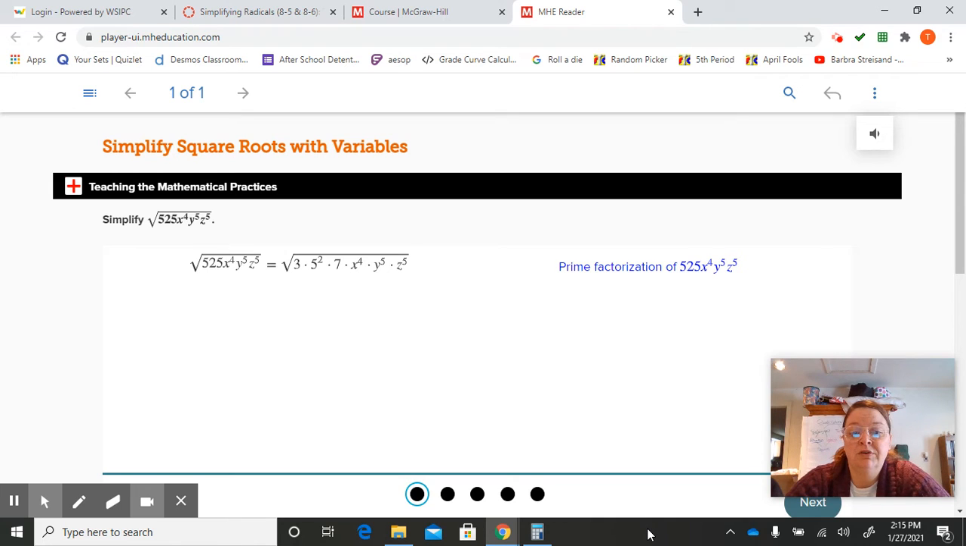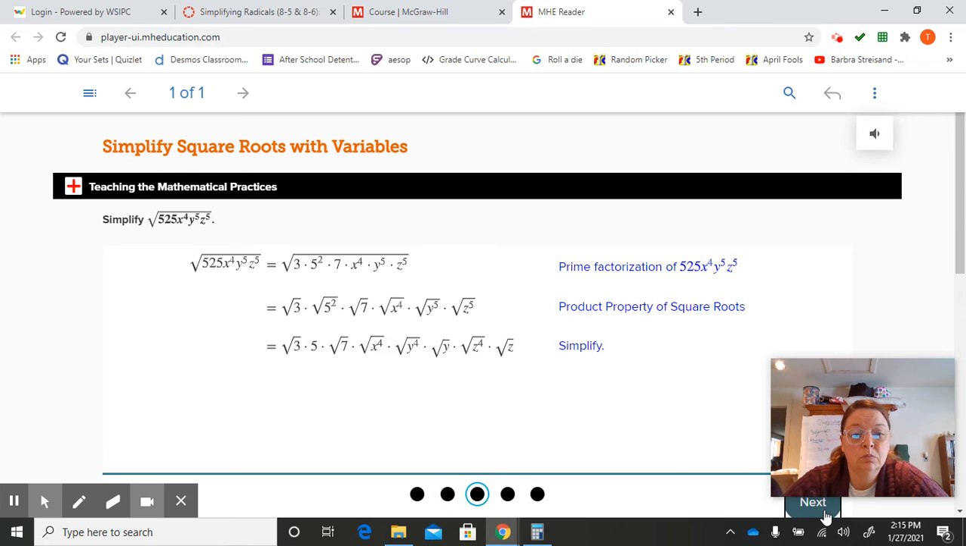X to the fourth, y to the fifth, z to the fifth. Looking at those all individually makes it a little bit easier for us to simplify. We know that this 5 here, square root of 5 squared becomes just 5. 3 stays a 3, 7 stays a 7. X to the 4 stays x to the 4.